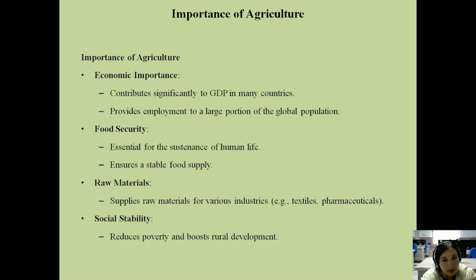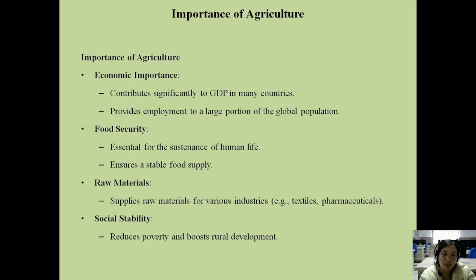Economic importance is there, food security is there, raw material is provided to the manufacturing industries, and social stability is there. That is the importance of agriculture. It contributes to national GDP, gross domestic product, in many countries. Not so much in India, but agriculture contributes in many countries, whether Russia, China, Japan, USA, or any other. It provides employment to a large portion of the global population.